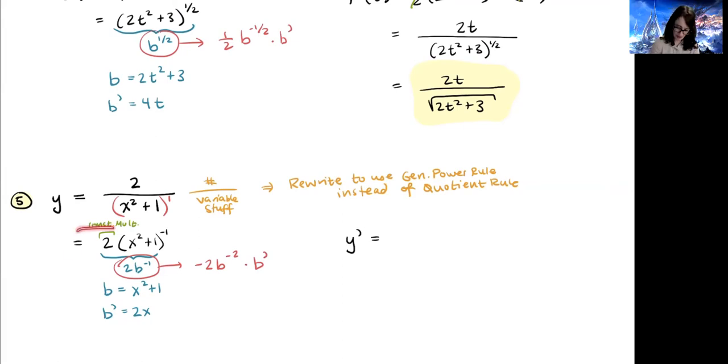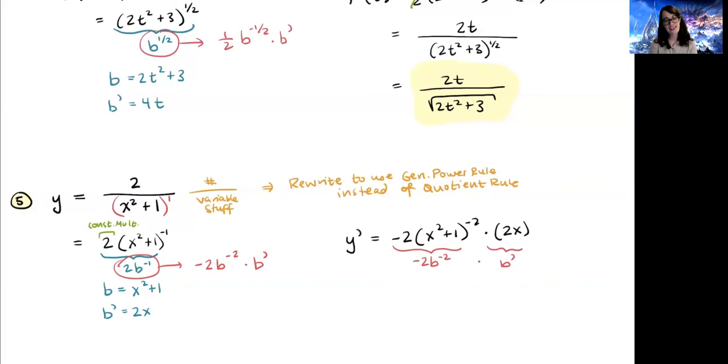Okay, now we're thinking about this way of writing this. So the -2 comes down and multiplies by the 2. That's where this -2 comes from, right? So we have -2. We keep the base the same. We subtract 1 from the power. And then this gets multiplied by the derivative of the inside, which we found was 2x. So again, what we have here is -2b to the -2, and then here is b prime.